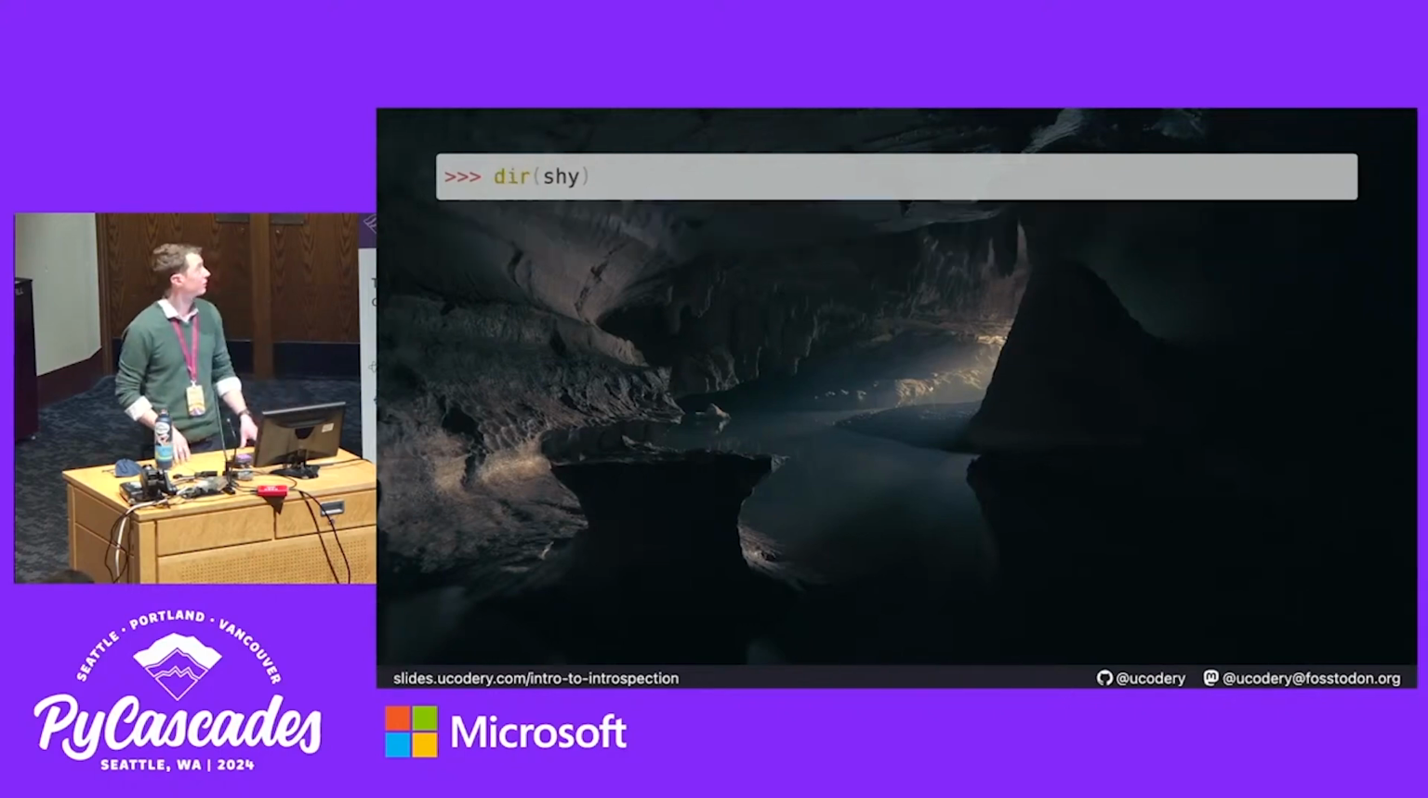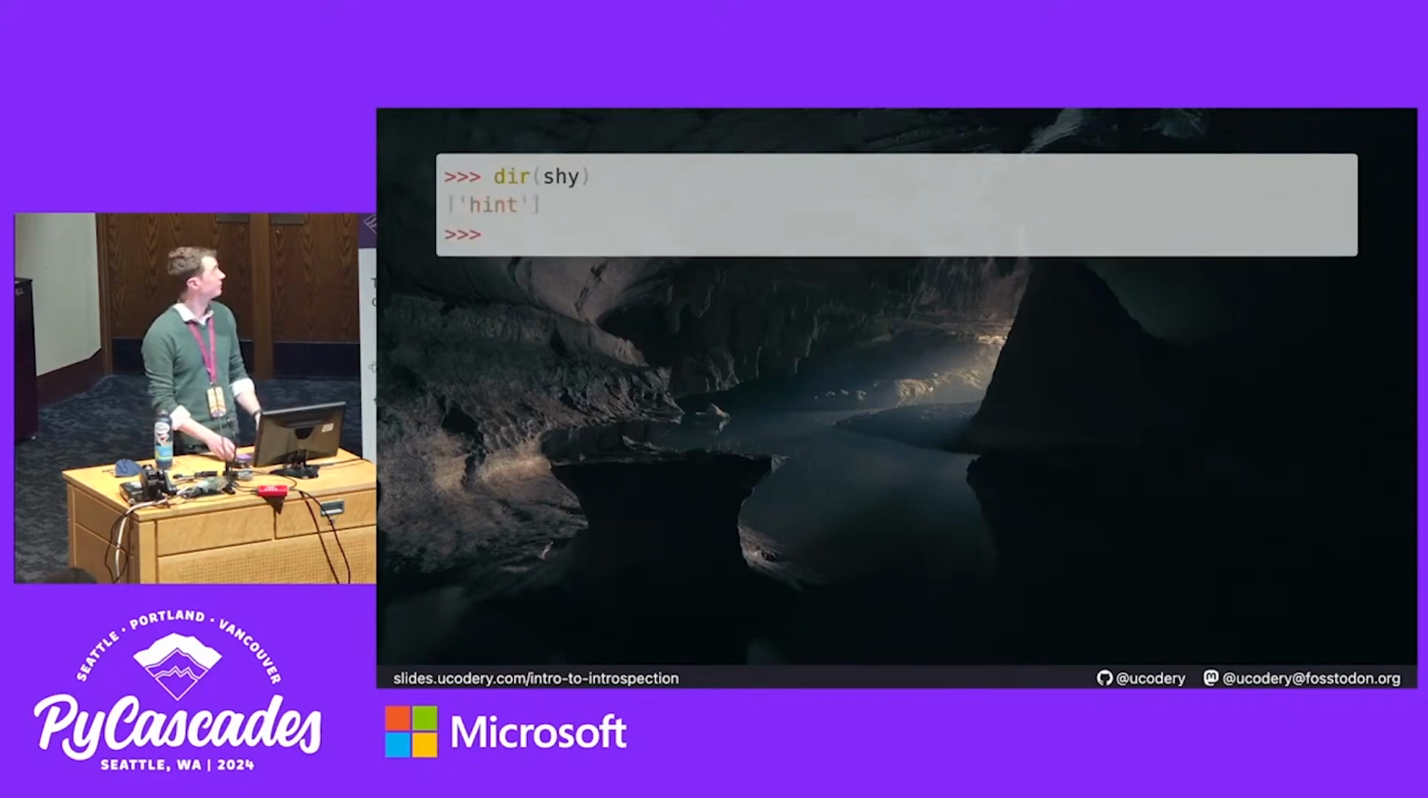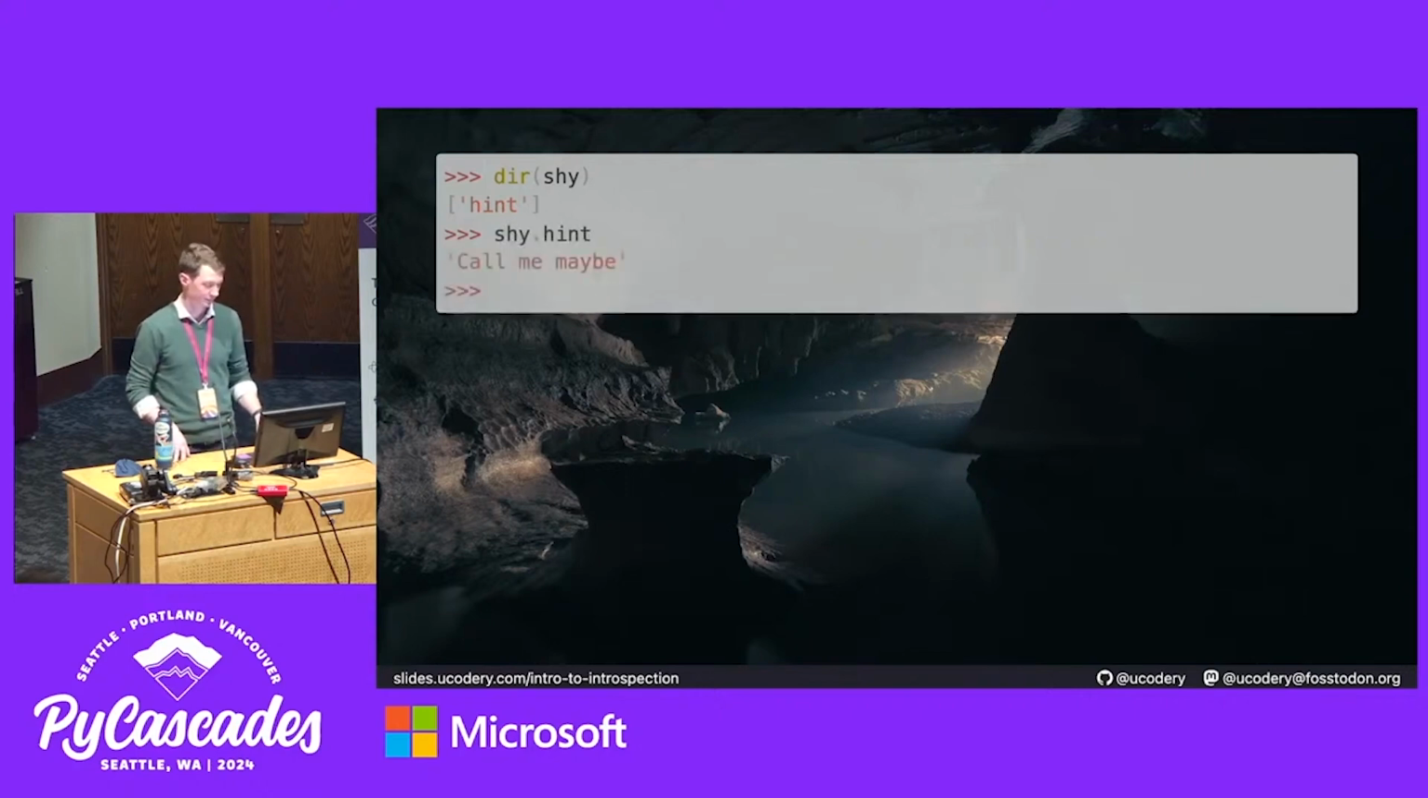The third of our core questions is, what does it have? So I'm unfamiliar with this type. I don't know what unknown is. What can I do with Shy? Dir says Shy has a hint attribute. Sounds helpful. What's your hint, Shy? I guess it qualifies as a hint.